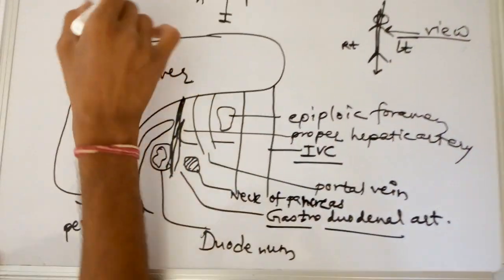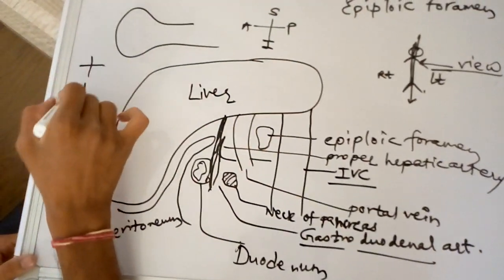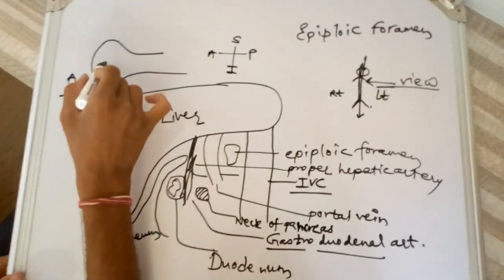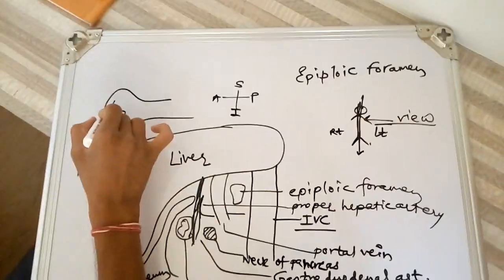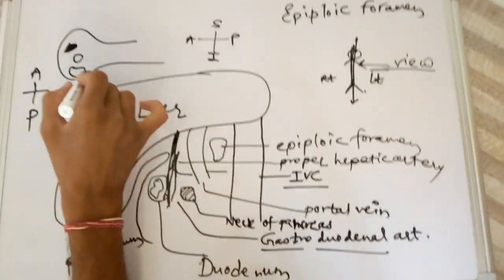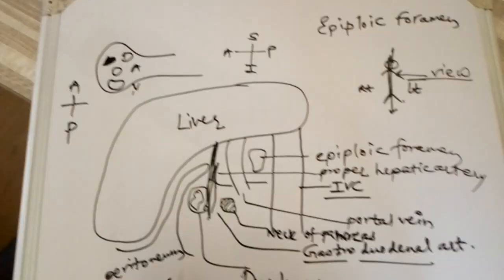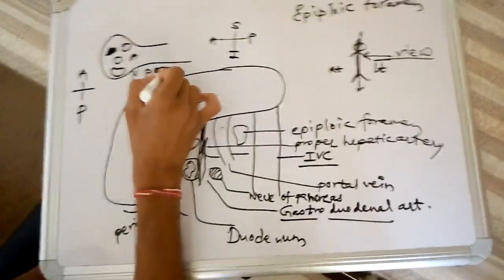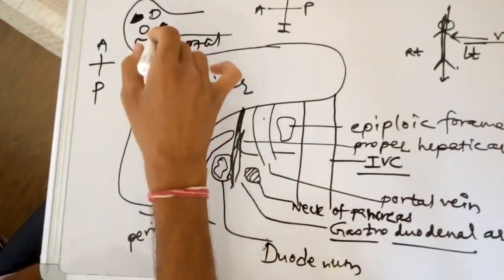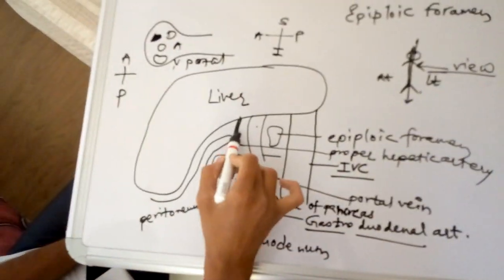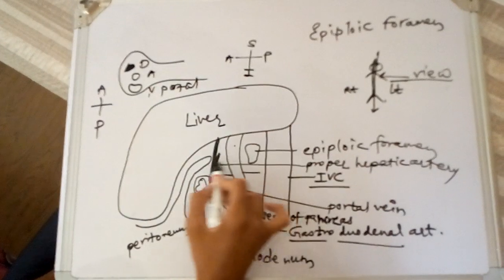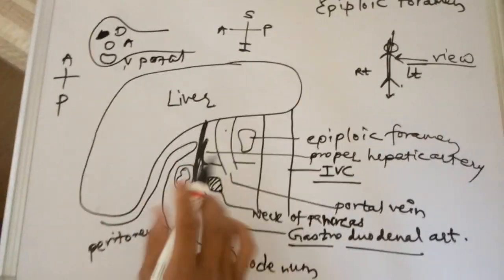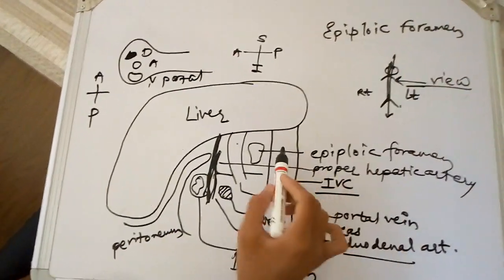We had seen in the porta hepatis, if this is the posterior and this is the anterior, first was the vein, then the artery, and then the duct. So VAD or DAV, anyway you remember. They are in the same sequence. This is the portal vein, this is the common and proper hepatic artery, and this is the bile duct. They are in the sequence we saw in the earlier diagram. That was the transverse section and this is the sagittal section. So the epiploic foramen lies here.